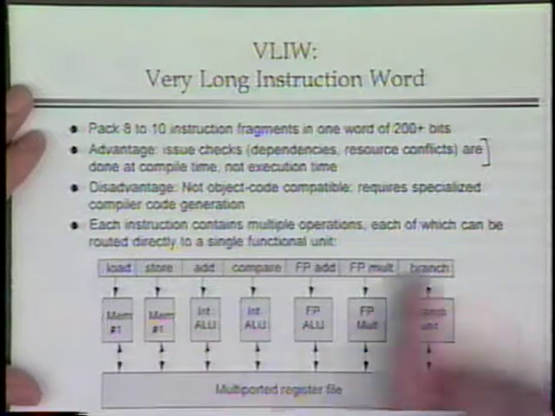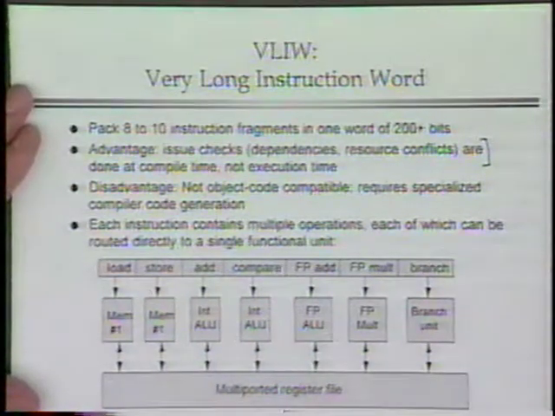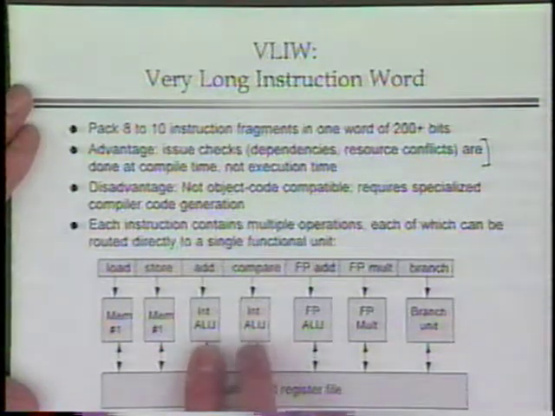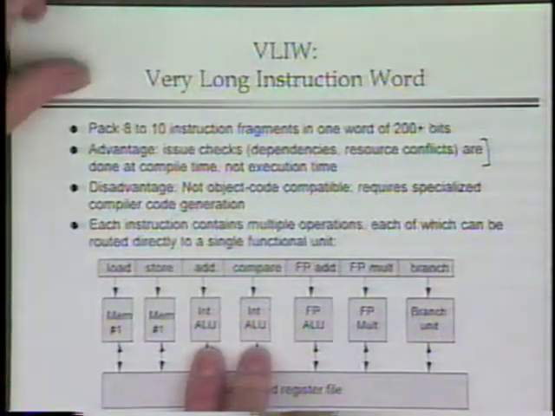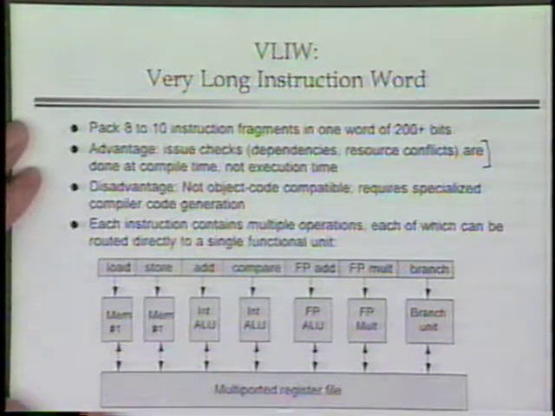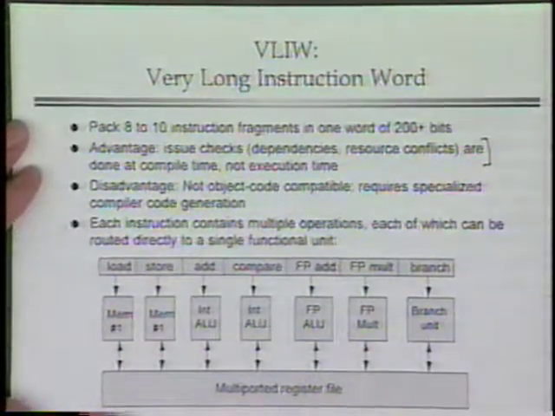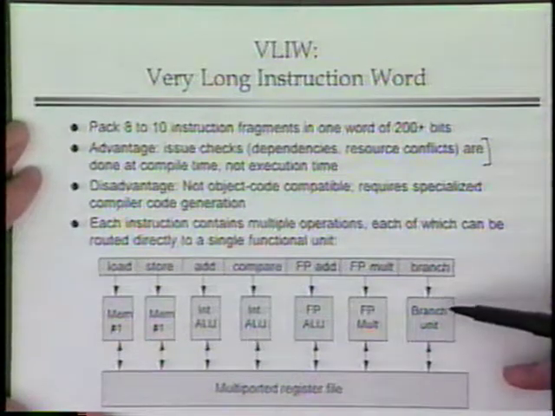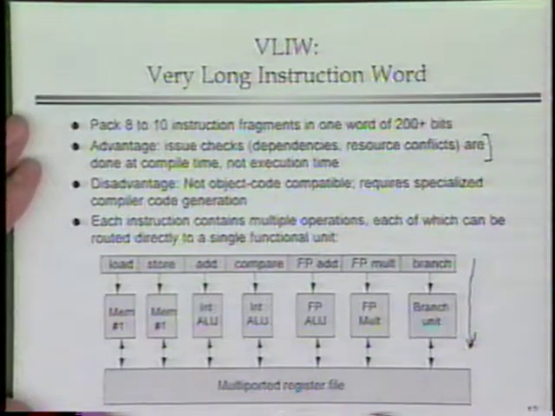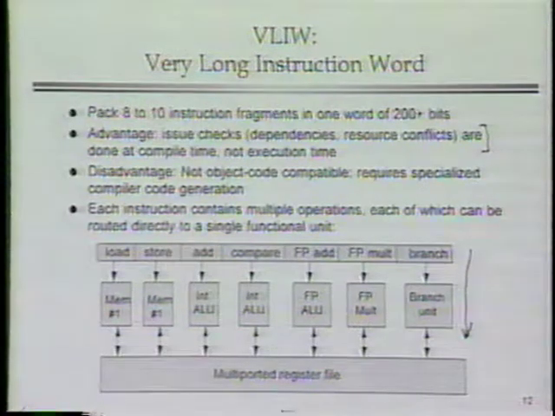But this is an example of an organization that might do that. You might have a very wide word that allows you to, at one time, do a load and a store, a couple of integer operations, because there are two separate integer ALUs, a couple of floating point operations, and a branch operation, all at the same time. Now notice that lots of these instructions are probably going to want to get to the register file at the same time. These are all being issued in the same cycle, and the pipeline is proceeding down in this direction, and they're all going to be hitting the register file at the same time, so that certainly represents a problem.